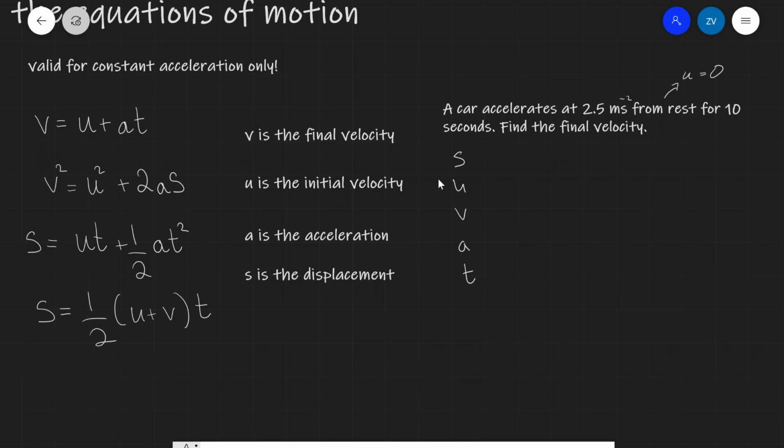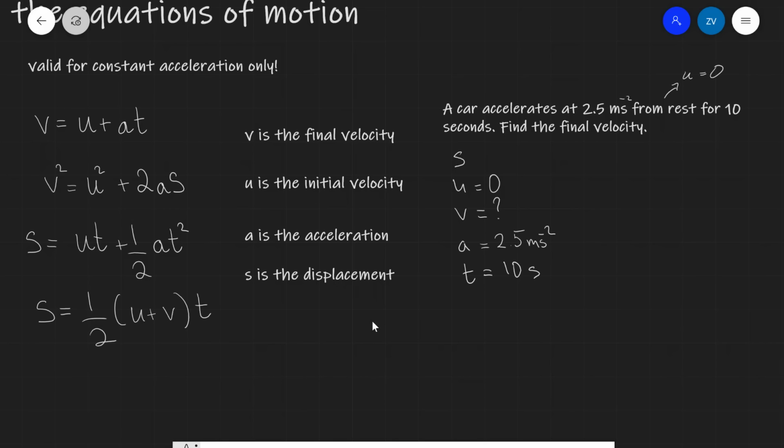Now, s is the displacement, u is the initial speed, v is the final speed, a is the acceleration, and t is the time. So let's make a list of everything that we know. Now, we don't know what the displacement is. However, we do know that the initial speed is 0. The final speed, this is what we are looking for. We know that the acceleration is 2.5 meters per second squared, and we know that this acceleration is acting on the car for 10 seconds.